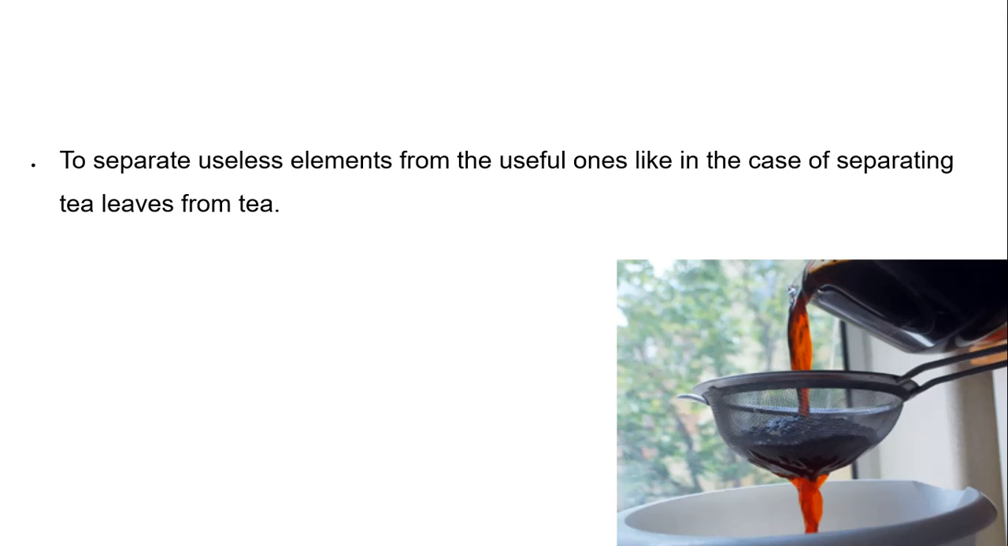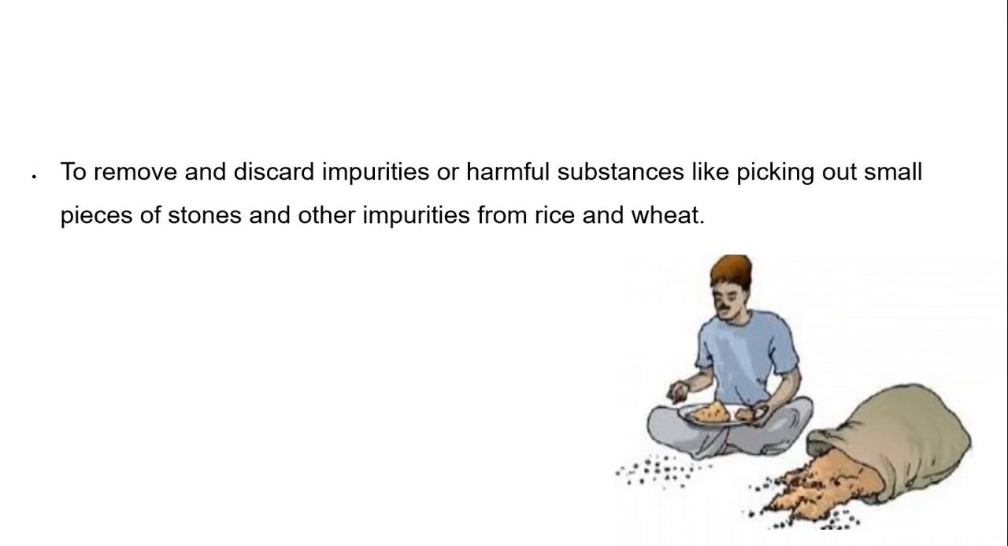Next, to separate useless elements from useful ones, like in case of separating tea leaves from tea. We generally use tea leaves to prepare tea, and before serving, we remove the tea leaves from tea. To remove and discard impurities or harmful substances. For example, we generally separate small pieces of stone and other impurities from rice or wheat before cooking.